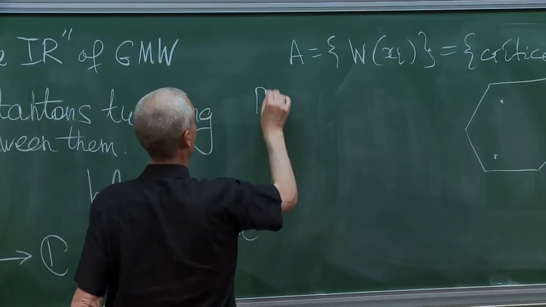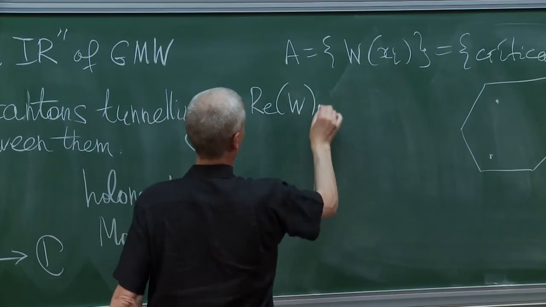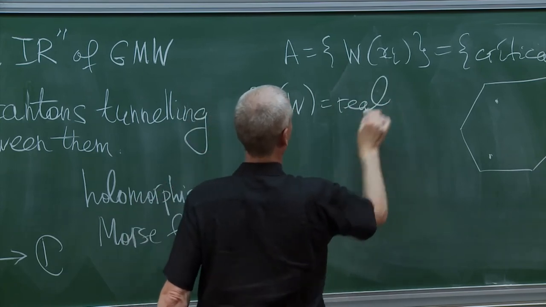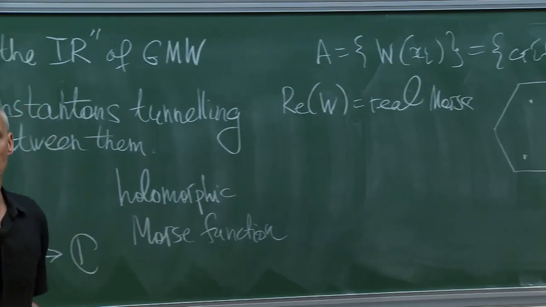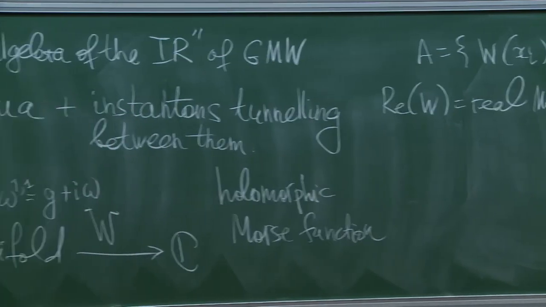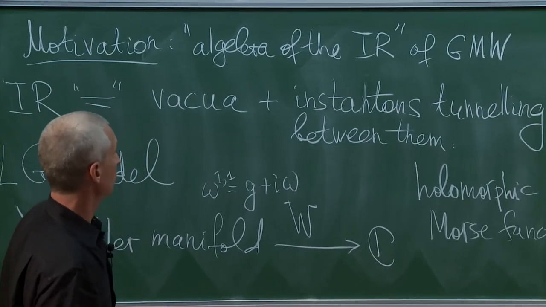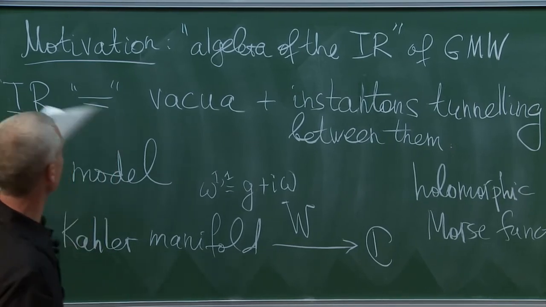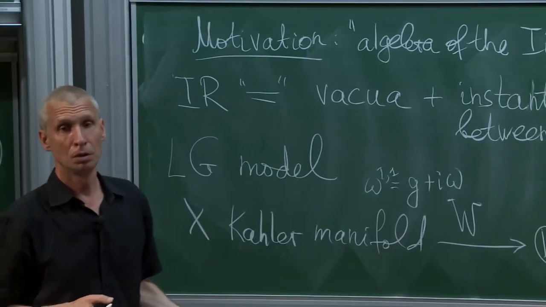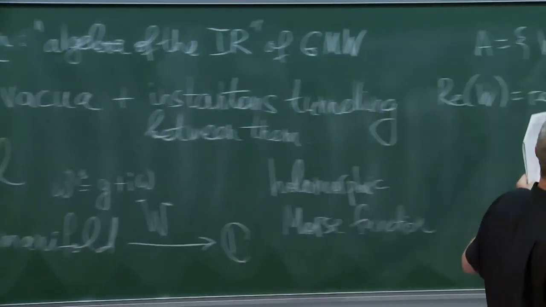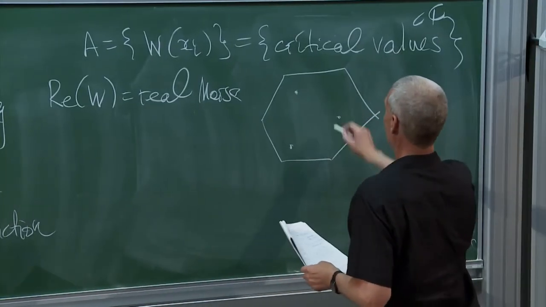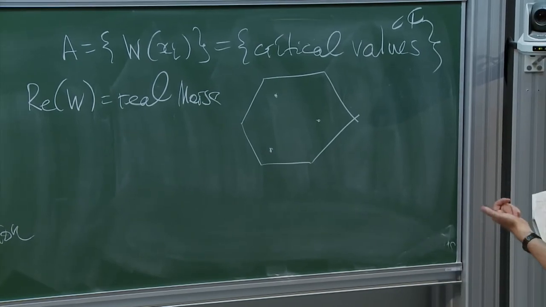So W is a holomorphic Morse function, and the real part of W is a real Morse function. But you don't assume that it is proper, in the sense of compact fibers? Not necessarily. We can assume it, but it's not needed. In the real category it's usually assumed. Yes, but we consider a more formal study of this.